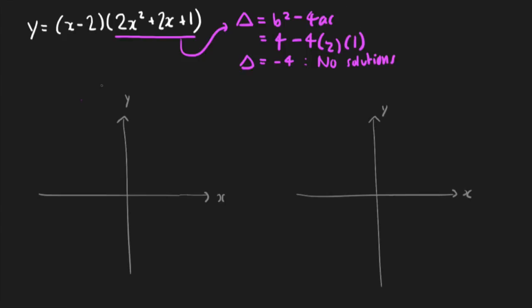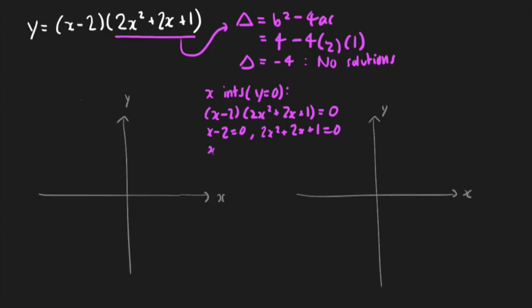If we were to find the x-intercepts, we'd make y equals 0, right? And we'd have (x minus 2)(2x squared plus 2x plus 1) equals 0. So either x minus 2 is equal to 0, or 2x squared plus 2x plus 1 is equal to 0. This has a solution: x equals 2. But this does not have a solution. Why? Because we just found out that the discriminant is negative. So therefore, no solutions. Okay?